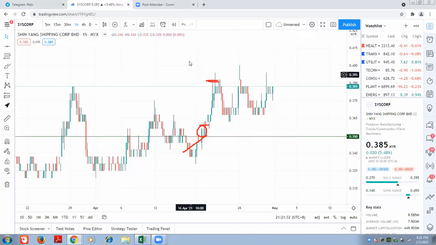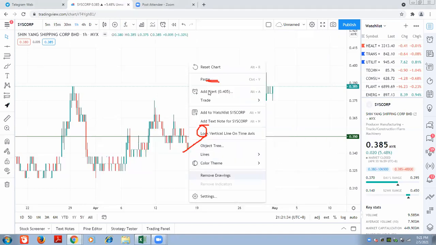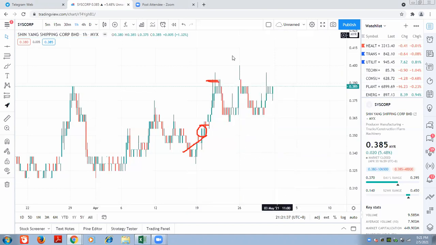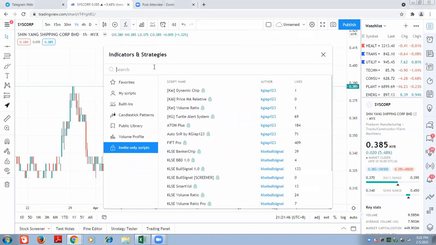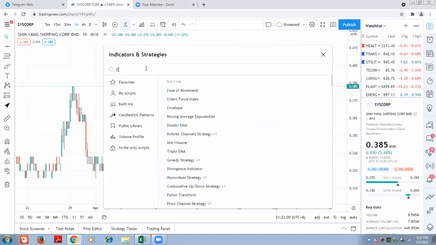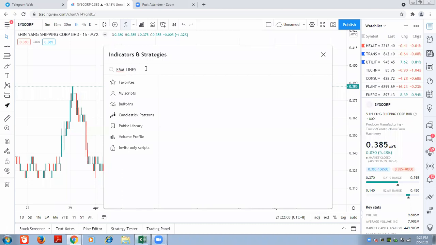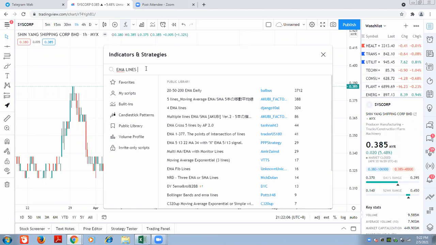I pick up the indicator for those who want to use it. Please write this down. For those who want to use the EMA for free, you can find the EMA lines.